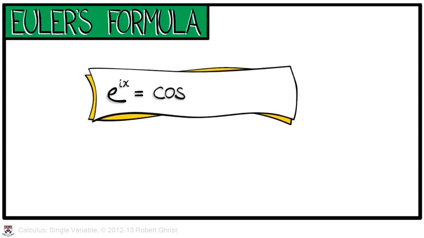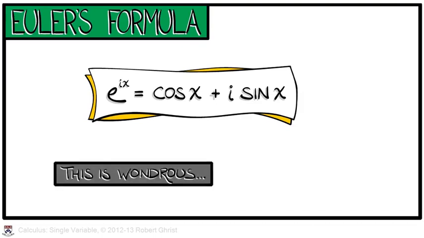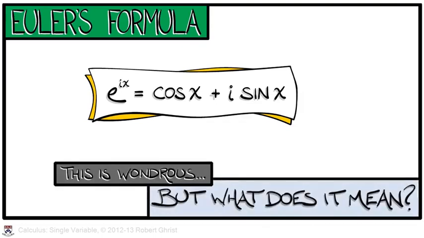There is one last ingredient that we're going to need before we go deep into exploring what e to the x means. This is something called Euler's formula. This is simple looking. It states that e to the i times x equals cosine of x plus i times sine of x. This is a wonderful formula.